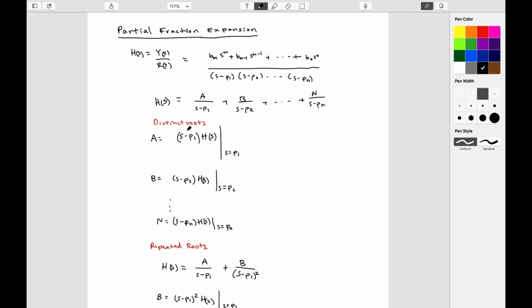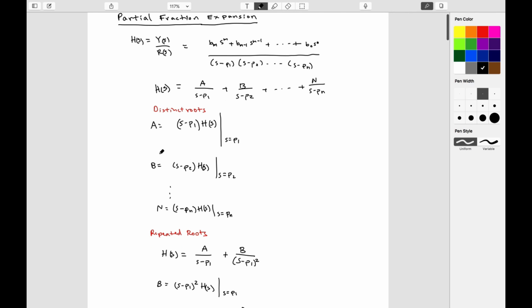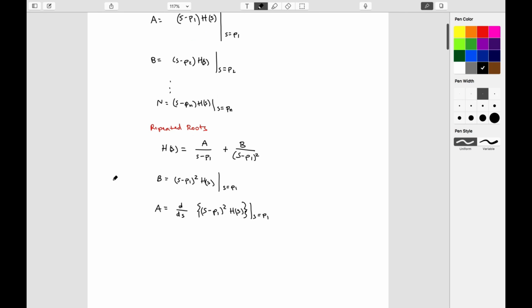So as long as we have distinct roots, what we can do is find A by taking the multiplication of what's below A times H(s) and evaluating when s is equal to p1. All right, what will happen is that s minus p1 will cancel from the original H(s), and then we're going to evaluate it at the residue or the critical point. Same thing for each of these as long as all of the roots are distinct and non-repeated.